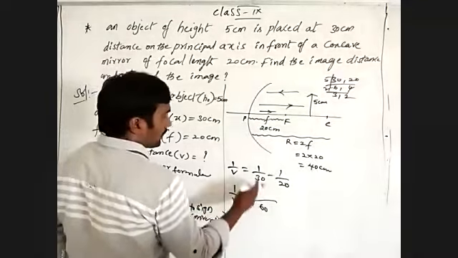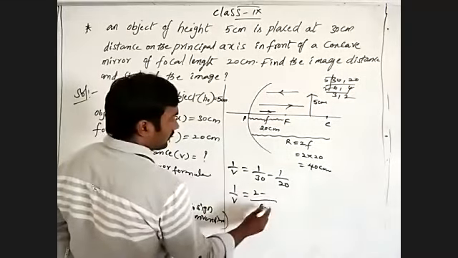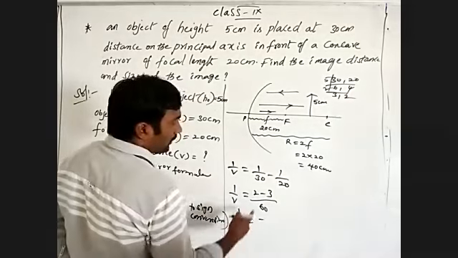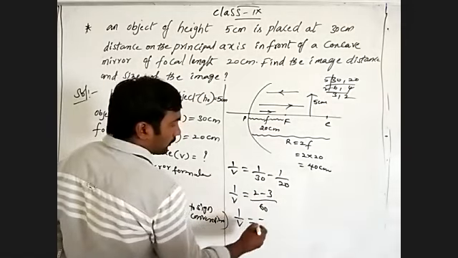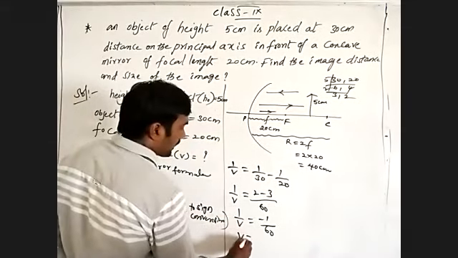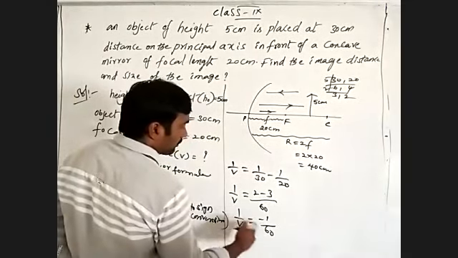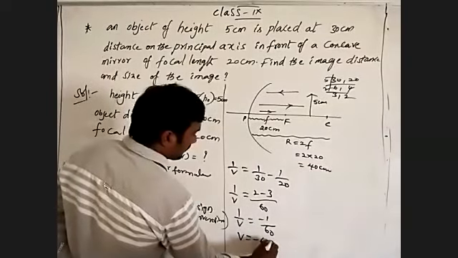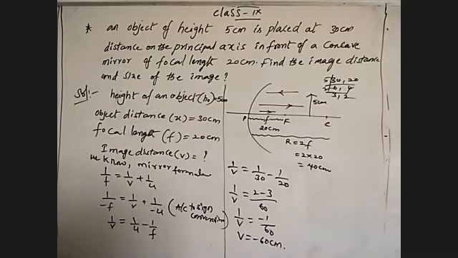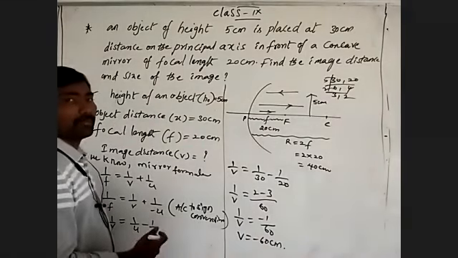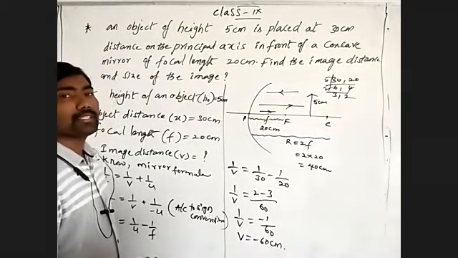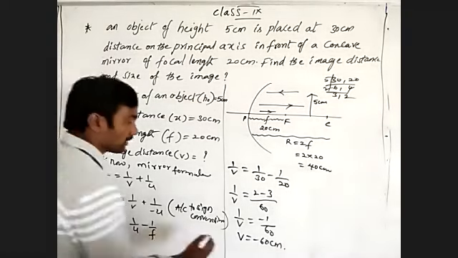So 3 twos are 6, 2 ones are 2, minus 2 threes are 3. 1 by v is equal to minus 1 by 60. By taking the reciprocal and cross multiplying, v is equal to minus 60 centimeter. What is the distance of the image? Therefore, the image distance is 60 centimeter.